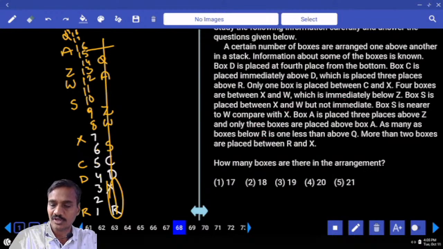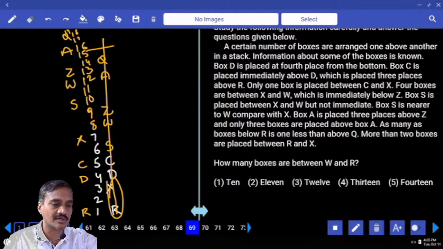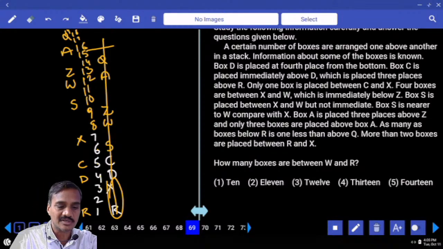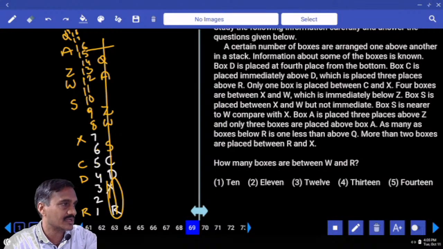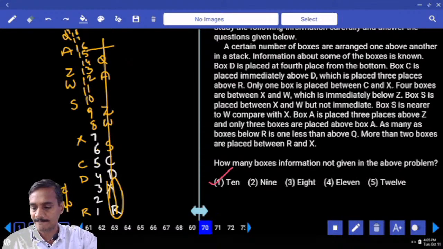Now in this arrangement, how many boxes are there? There are 19 boxes, that is choice 3, question 68. Question 69: how many boxes are in between W and R? In between W and R, 12 minus 1, 11 minus 1, that is 10. So 10 boxes, choice 1.